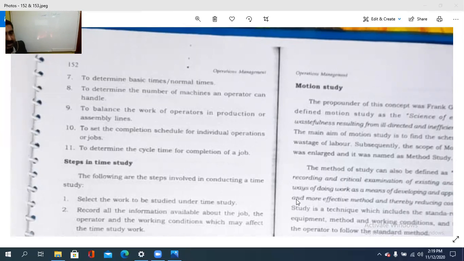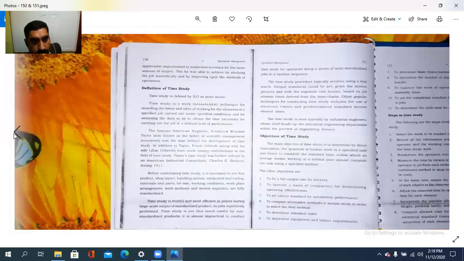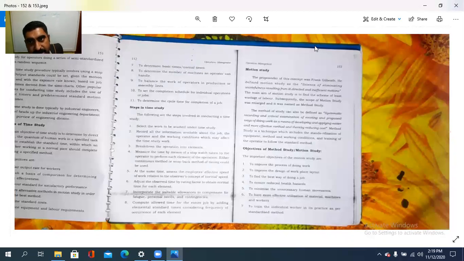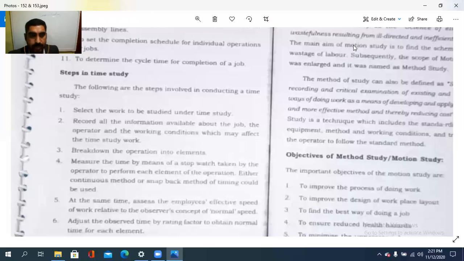So this is the time study. So these are the objectives with regard to time study. Next, we need to see the steps in time study. What are the steps that are to be performed in the time study? So in continuation with that, the steps in time study. Following are the steps involved in conducting a time study.